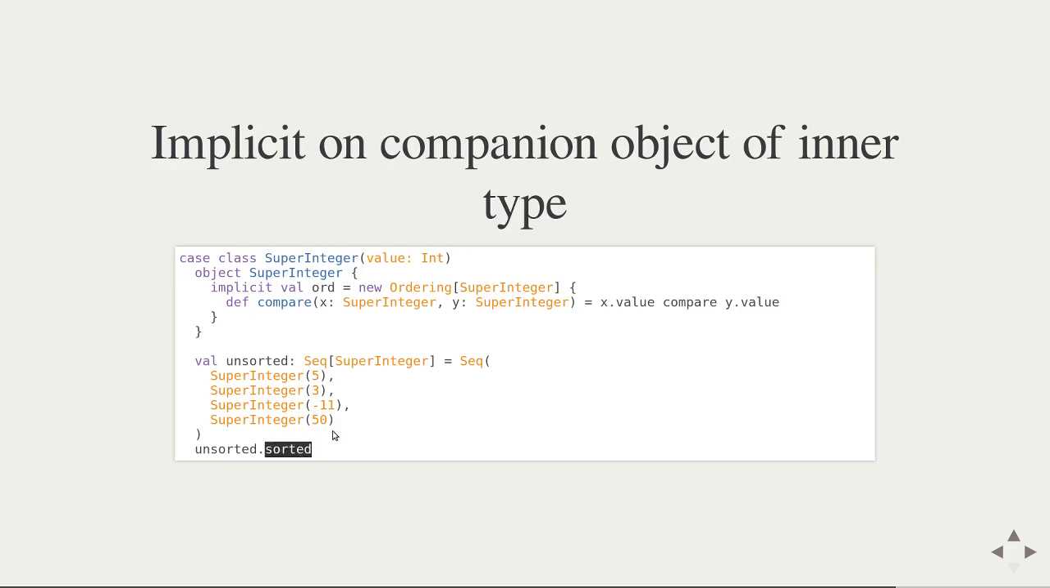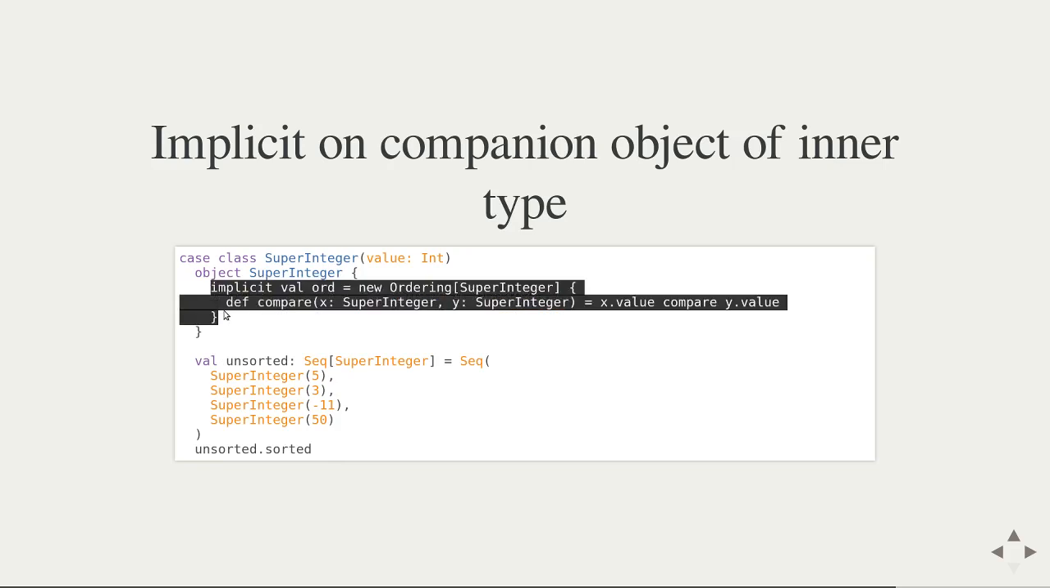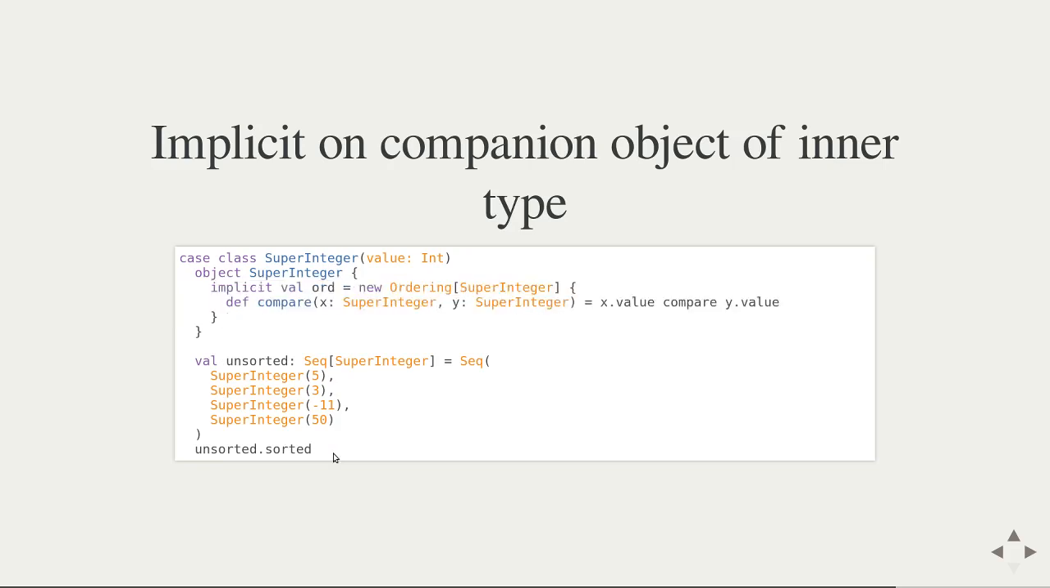Sorted is a function available to the sequence class that takes an implicit ordering of the type that the sequence contains. So my sequence contains a bunch of super integers, and it's going to say, I don't have an implicit ordering of super integer available to me. So I'm going to look on the sequence class, I'm going to look on the ordering class, I'm going to look on the super integer class, because it is the inner type in this equation. And it will find it on the super integer class. So because of that, everything works just fine.